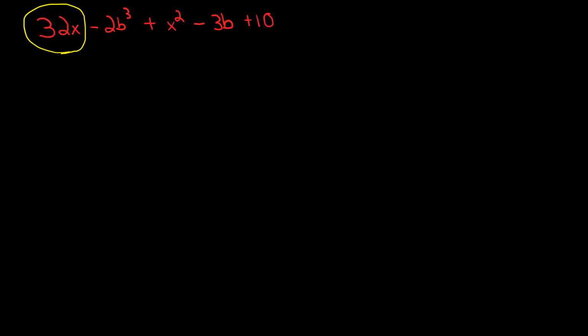You can't combine negative 2b3 because there's no b or b cubed with the 32x, and plus there's an x in there anyway. X squared, nope. I don't even see anything in here with the x squared but b cubed. So to be honest with you, this problem stays just the way it is. You can't do anything with it. And that'll be your answer. That's it. That problem is dead.